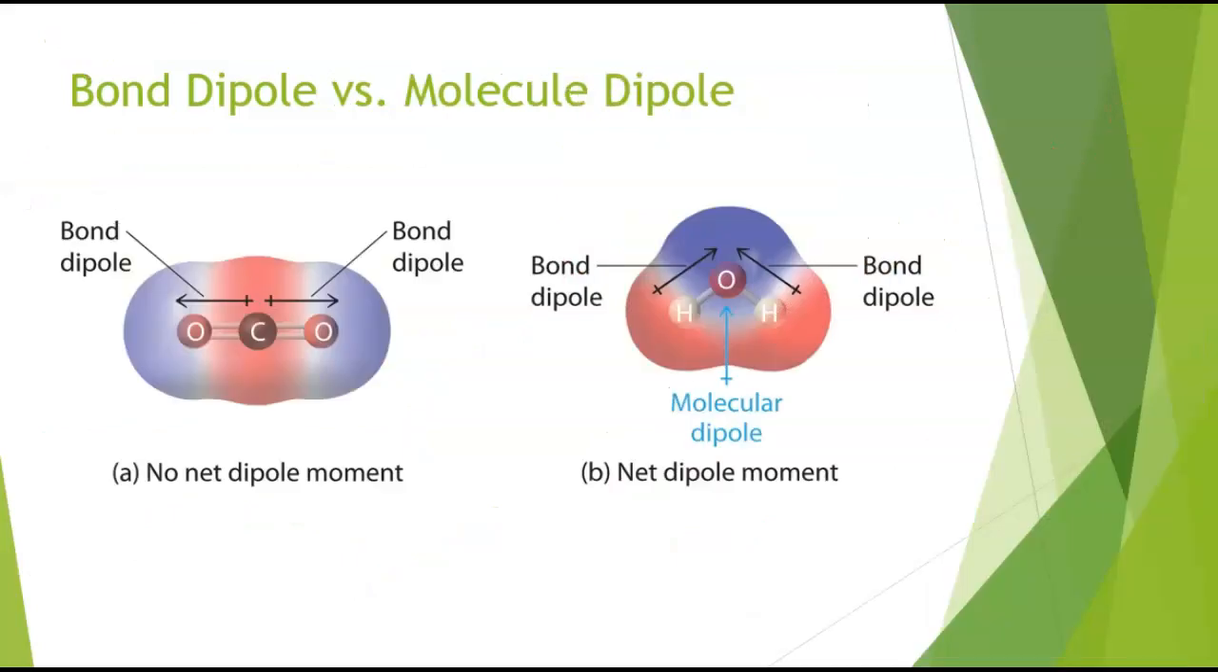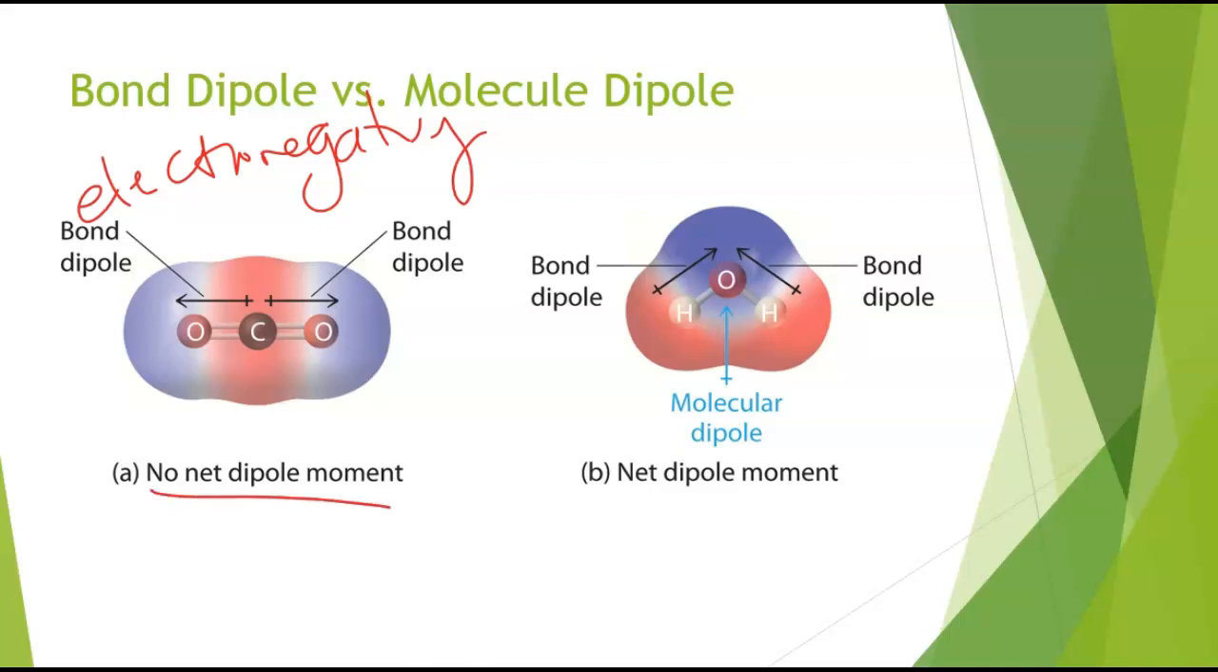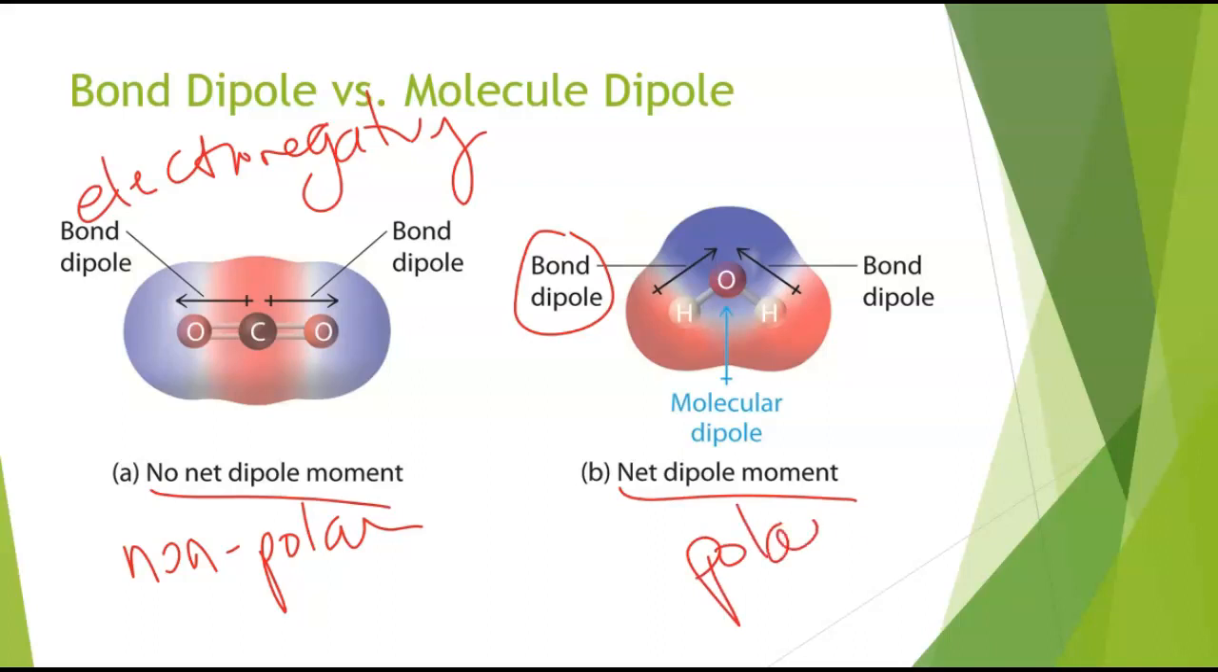So, our differences between bond dipoles and molecule dipoles. For bond dipoles, we're looking at electronegativity differences, and it's determining whether those bonds are polar or nonpolar. While these bonds are polar, this is going to be no net dipole moment, or nonpolar, and that's because it is symmetrical. As opposed to this one, where we also have polar bonds, but we are going to have a polar molecule because those bonds do not cancel out. And so we'll have a charge, and that means that it's going to be polar.